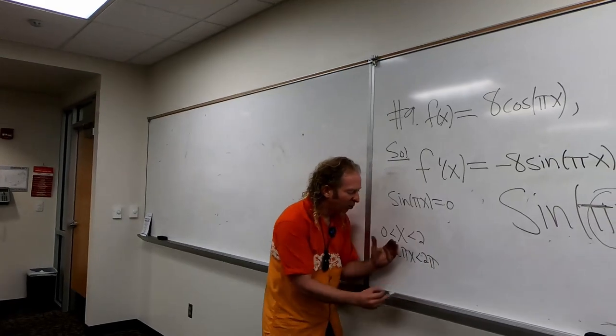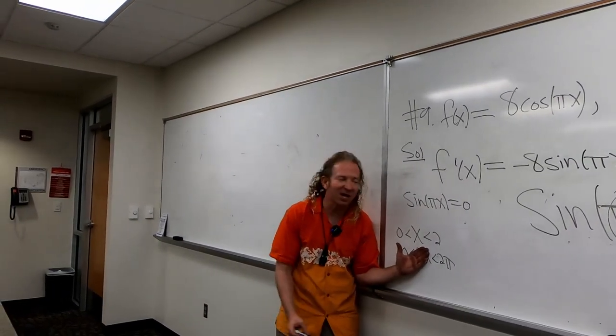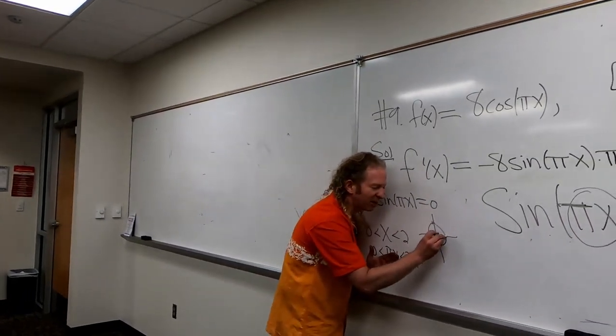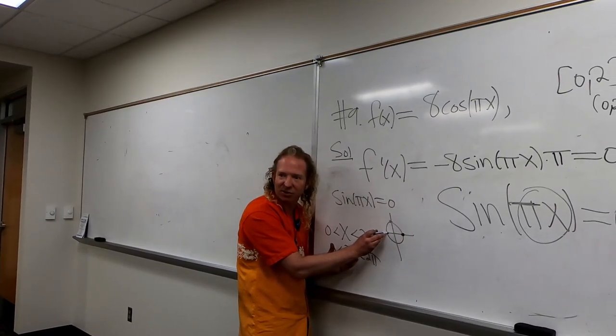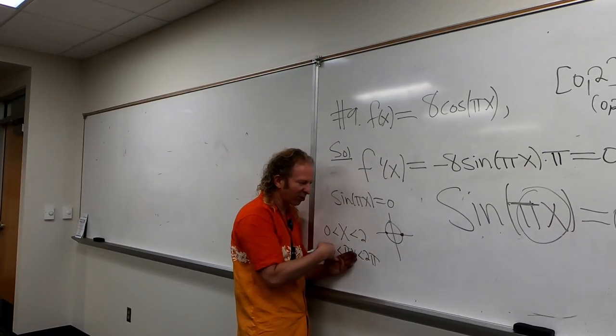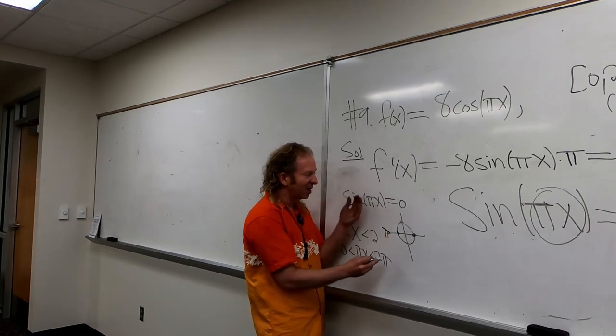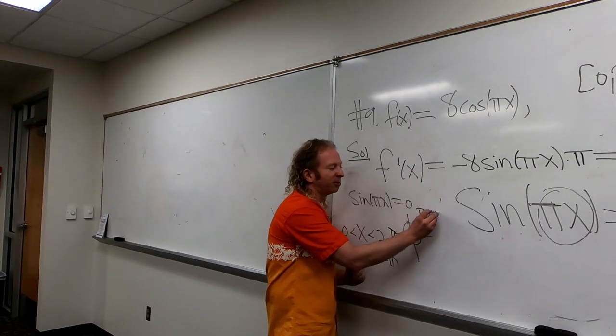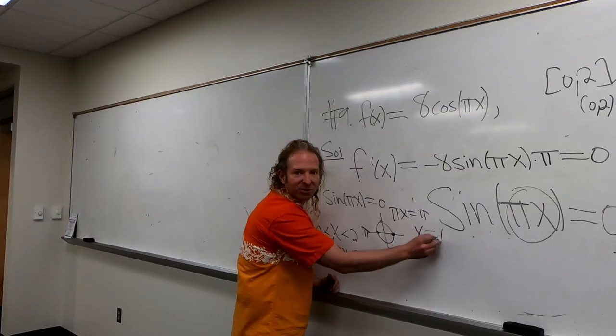Then you say, okay, what is the angle between 0 and 2 pi where the sine is 0? Well, sine is going to be 0 here and here because it's the y-coordinate on the unit circle. So 0 and 2 pi, but you got to throw those away. So pi is the only one that matters. That means that pi x is equal to pi, so x is equal to 1.